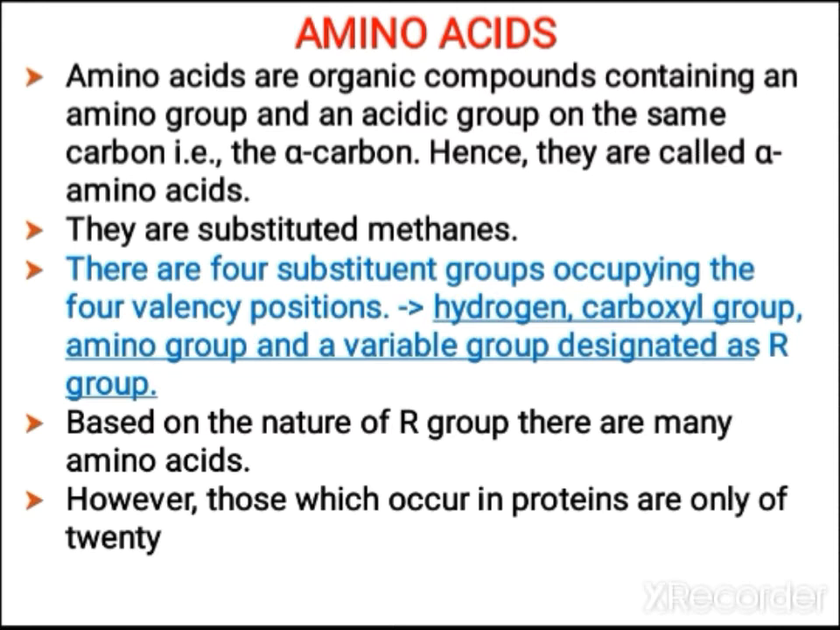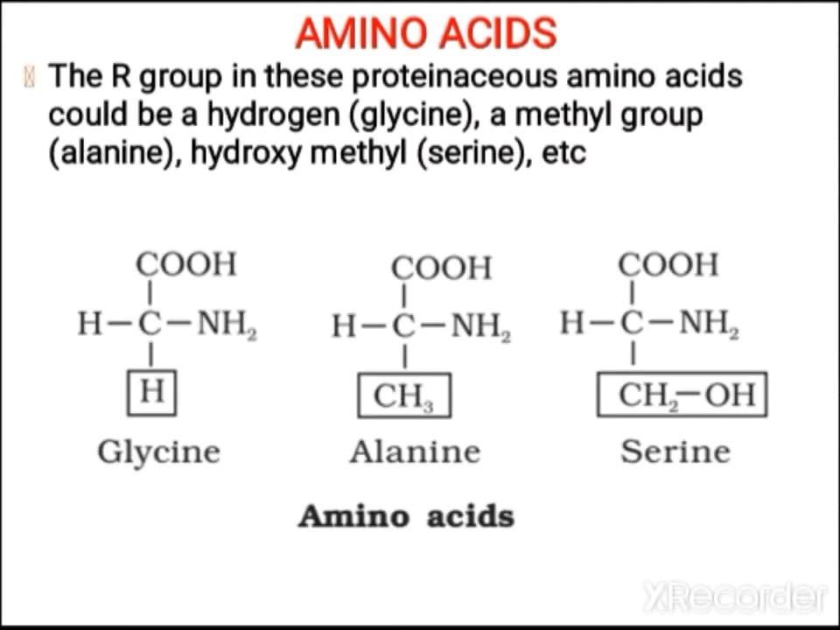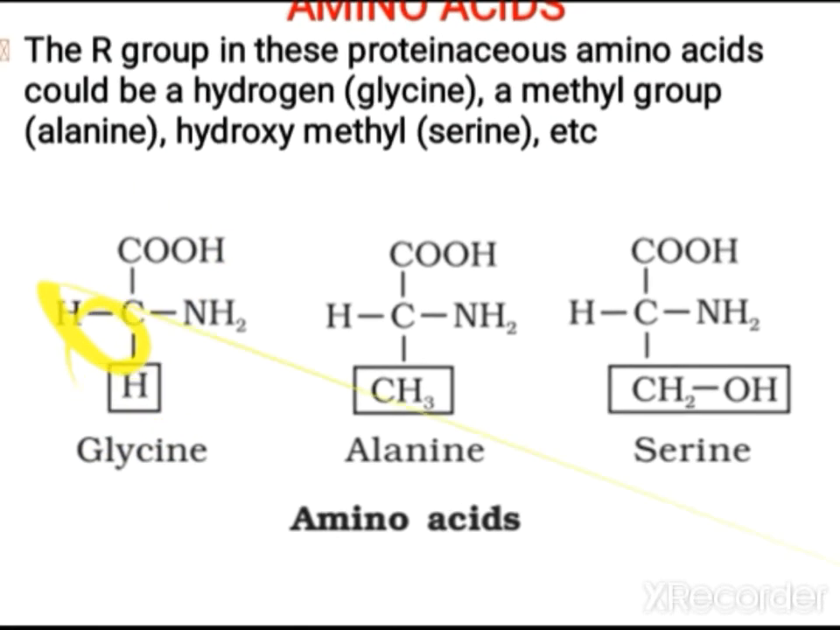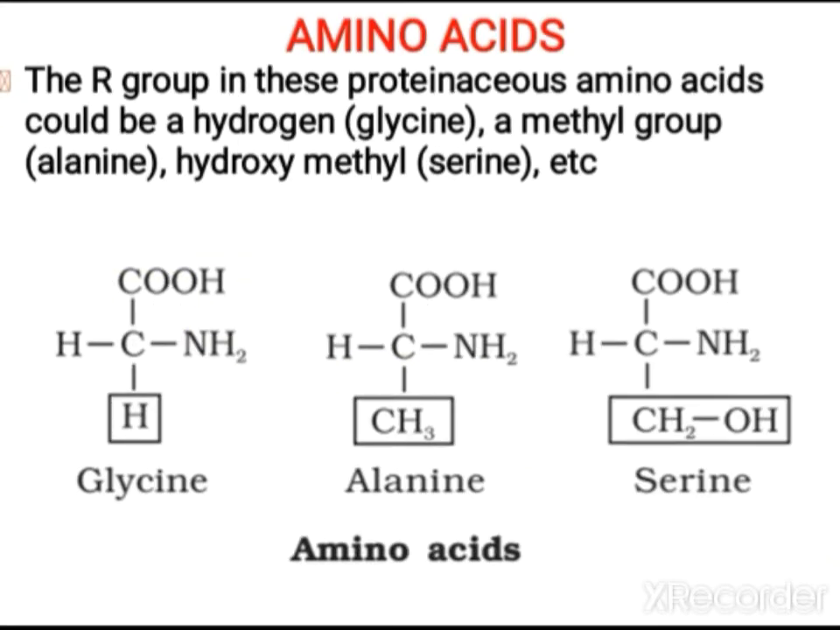So it will be hydrogen, carboxyl group, amino group, and R group. It is the variable group. See here, it is a simple amino acid, glycine: carboxylic acid, and you can see hydrogen on one side and amino group, and this is the R group. What is given in the box is the R group.